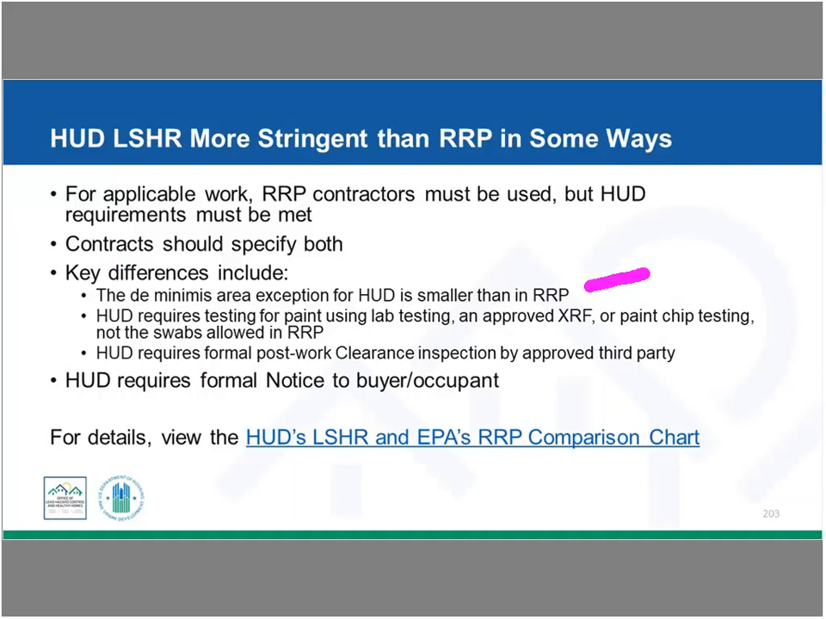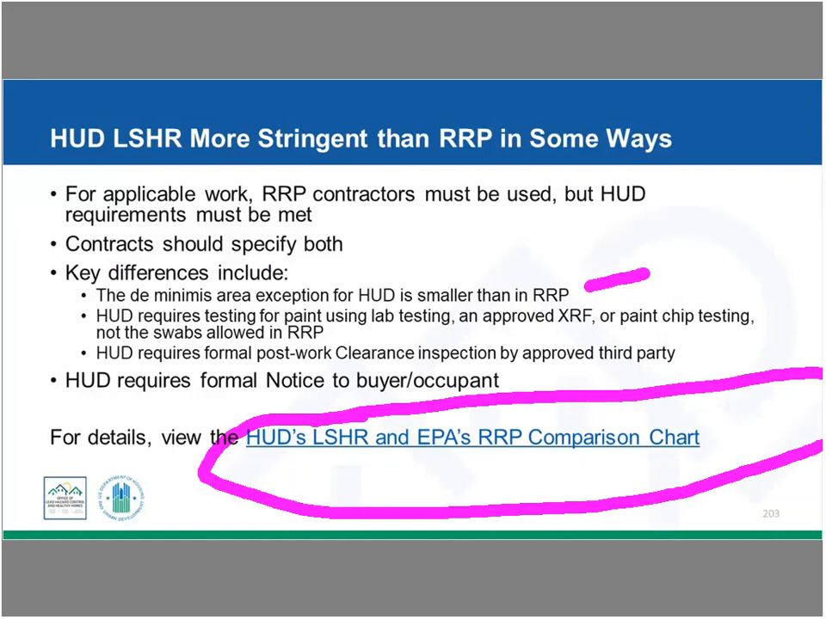Also, there are different requirements for testing. Now for Subpart K, we are not doing testing. We are actually just doing a visual assessment, but if you were doing rehab, there would be differences. And then for the HUD requirement, we are requiring the clearance be done. And now we also need to make sure that formal notice, the notice of lead hazard reduction activities is provided to the owner or the buyer. And this is the chart that I was pulling up for you to see as well.